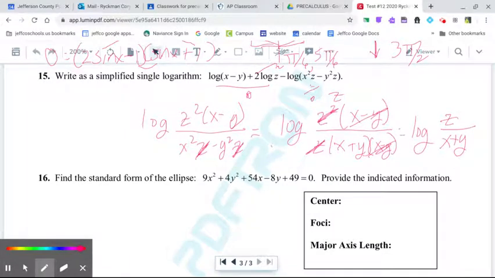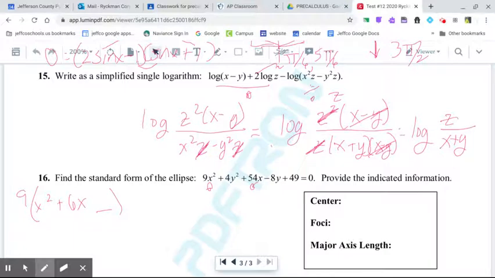All right, for 16, standard form means we're going to factor so we can find the center and the foci. So if we take a 9 out of the x terms, then we're going to have x squared plus 6x, leave a space to complete the square. Let's take a 4 out of the y terms, leaving me with y squared minus 2y, leave a space. We're going to move the 49 over so it's negative now. And here we go, completing the square.